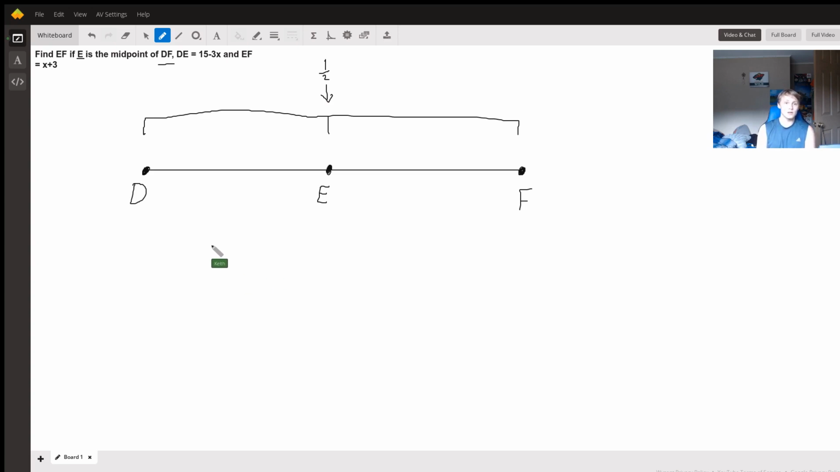So we know that DE is 15 minus 3x in length. But because E cuts DF in half, this chunk is equal to this chunk. So we know that 15 minus 3x is equal to x plus 3. And now we want to get x all by itself so it can tell us what number it equals. Since this equation is balanced, we're going to add the same number to both sides to keep it balanced.